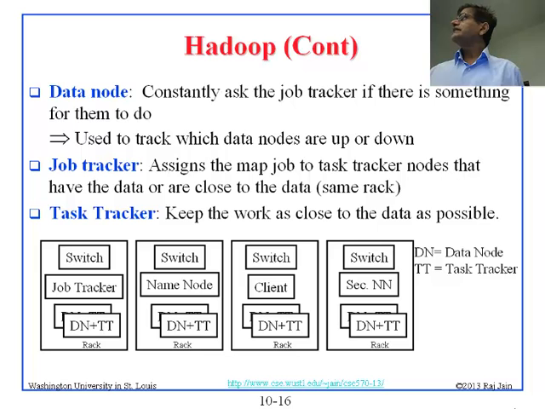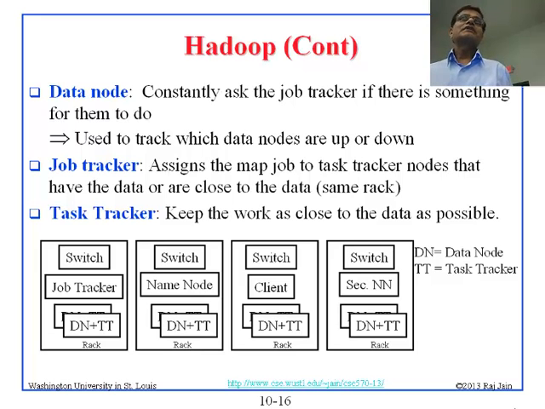And so that is data node. Data node also has data, by the way, right? That's why they call it data node. Job tracker is the one that assigns the map jobs to the task tracker nodes that have the data or are close to the data or in the same rack. So task tracker and the data node might be the same. As shown in this picture, they are the same actually. Everywhere we see DN plus TT.